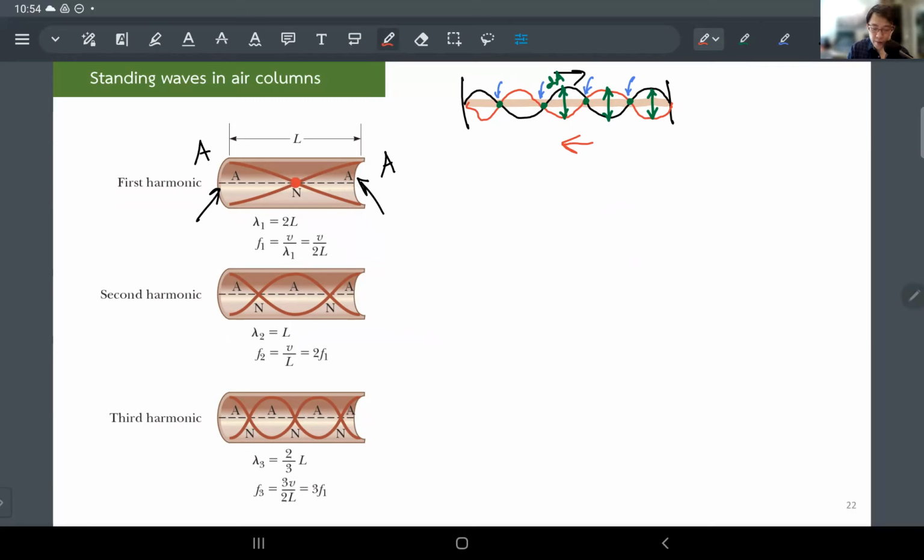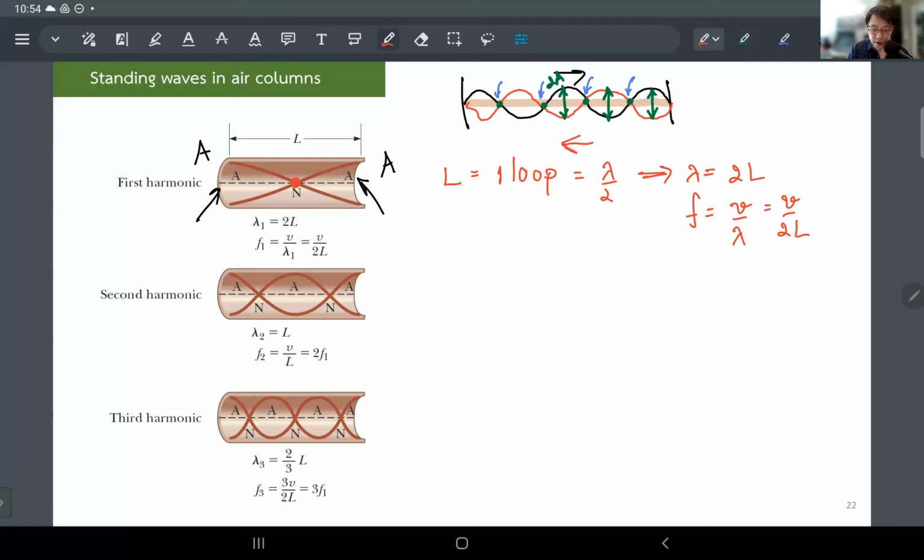But when you look at this one, the length of the tube is exactly one loop. A loop is lambda over 2. So you know the lambda. I can write in terms of lambda. So the lambda for the fundamental frequency, or the first harmonic, is 2L. And if you want frequency, it's just v over lambda. It's just v over 2L. Sounds good?